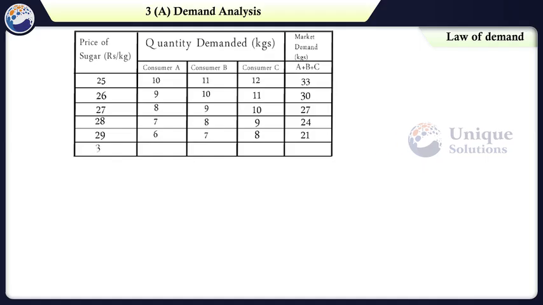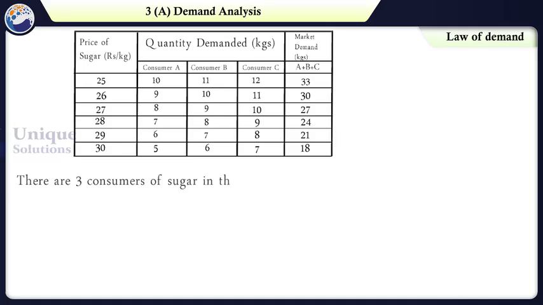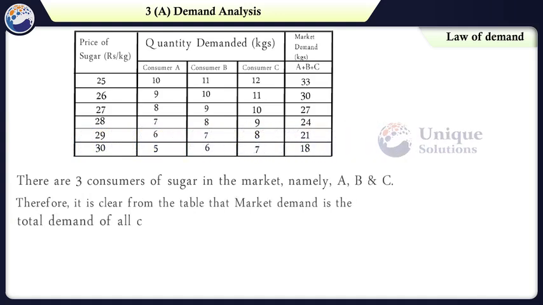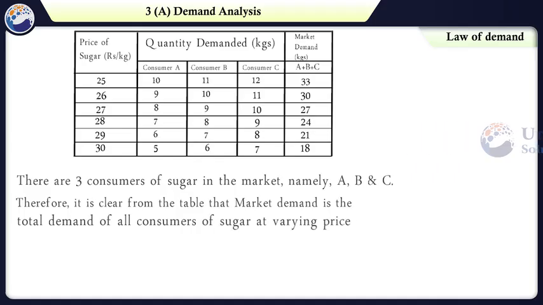Price of sugar is 30 rupees per kg. Quantity demanded in kgs for consumer A is 5, consumer B 6 and consumer C 7. Market demand in kgs, A plus B plus C, would be 18. There are 3 consumers of sugar in the market, namely A, B and C. Therefore, it is clear from the table that market demand is the total demand of all consumers of sugar at varying prices.